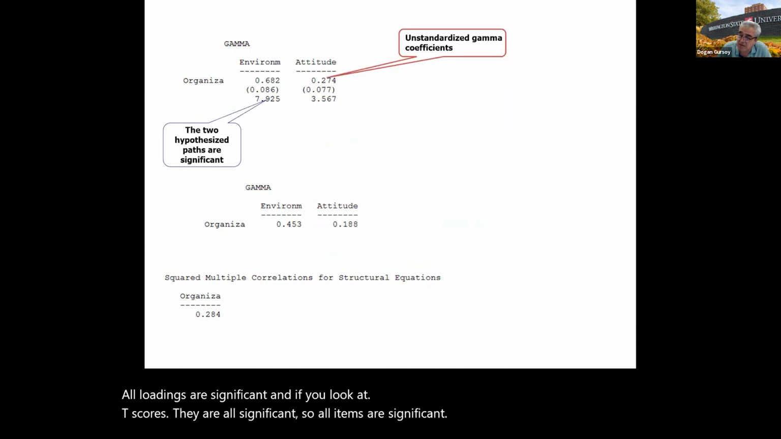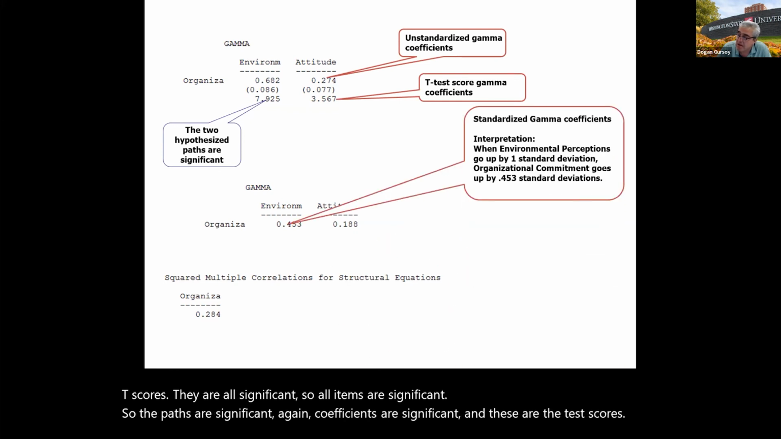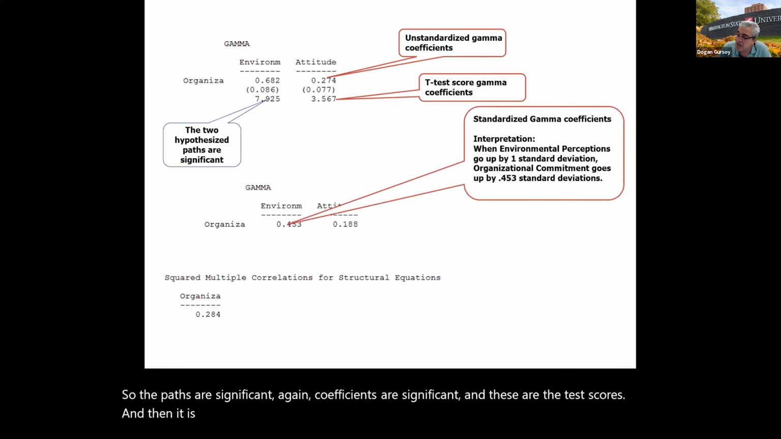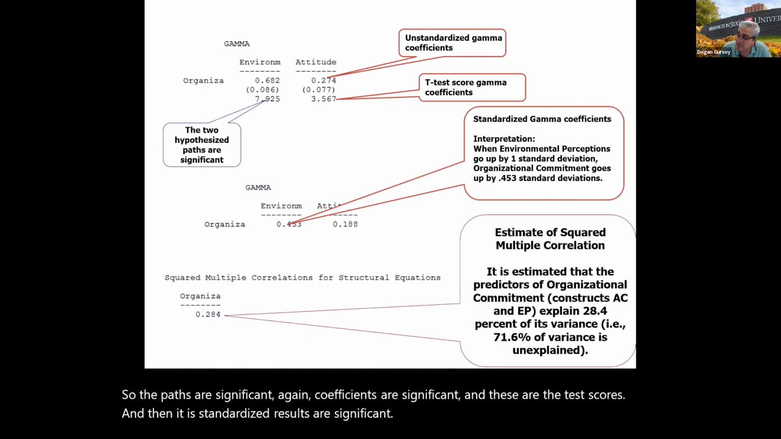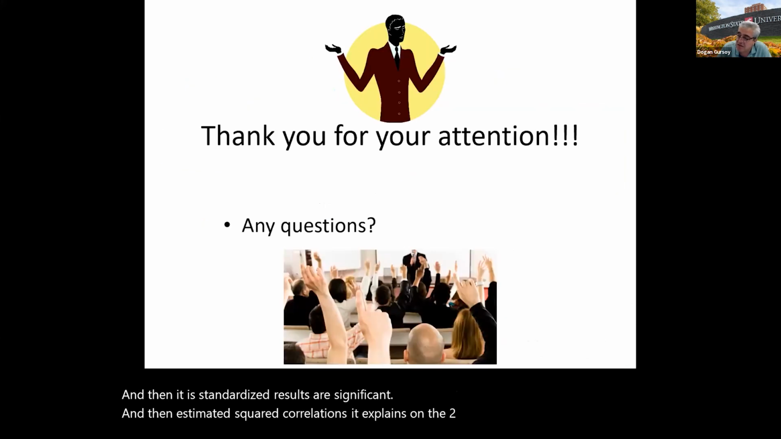So the paths are significant. Again, coefficients are significant, and these are the t-test scores. And then standardized results are significant. And then the estimated squared correlations extend to 0.28, not very large.